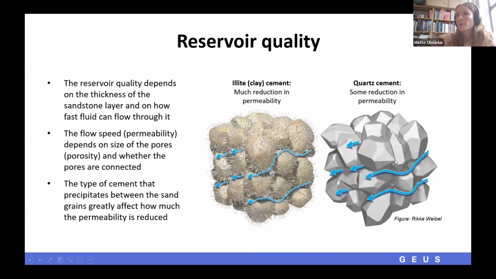So moving on to the reservoir quality, it depends of course on the thickness of the sandstone layers, and on how fast the fluid can flow through. So the flow speed, the permeability, depends on the size of the pores, so the porosity, and whether the pores are connected. And the type of cement that precipitates between the sand grains greatly affects how much the permeability is reduced. For example, here you can see how this clay cement is really making it hard for the pore fluid to flow through the rock.